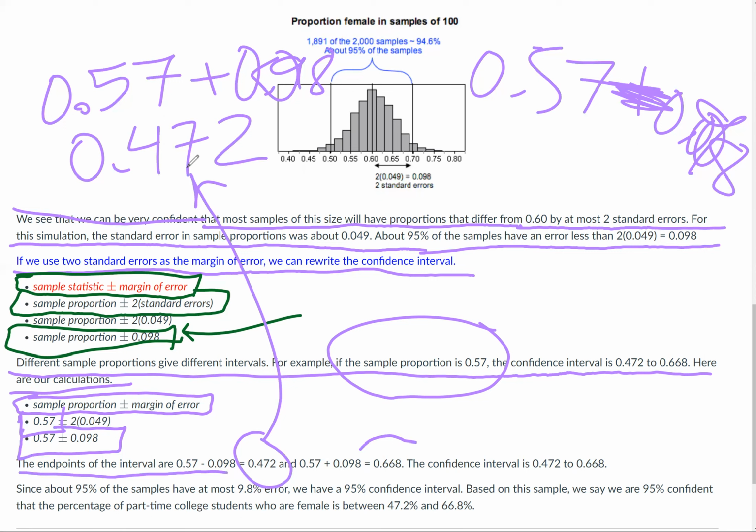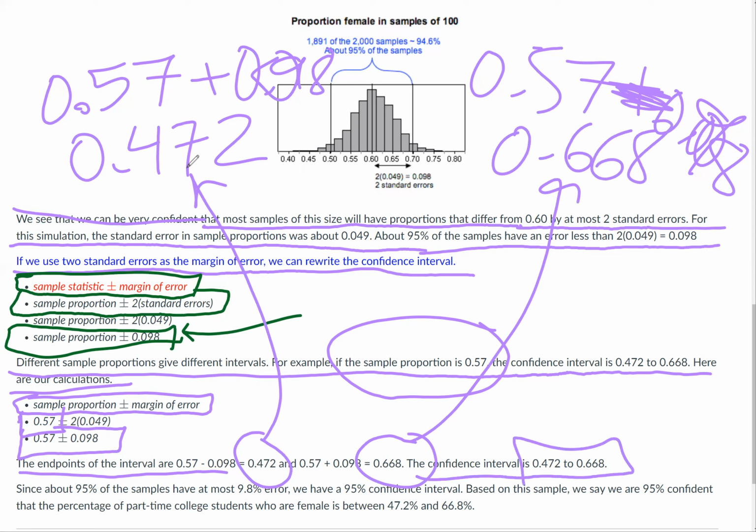The endpoints of the interval are the subtraction one here, 0.472, and 0.668. The confidence interval is from the smaller to the larger, 0.472 to 0.668. Since about 95% of the samples have at most 9.8% error, we have a 95% confidence interval. Based on this sample, we say that we are 95% confident that the percentage of part-time college students who are female is between 47.2 and 66.8.